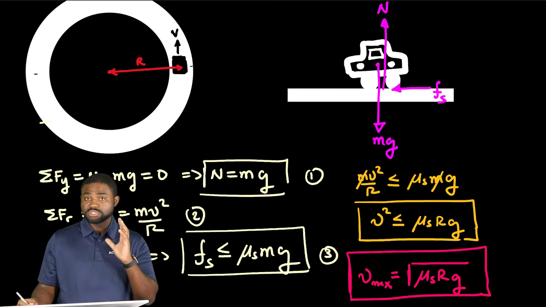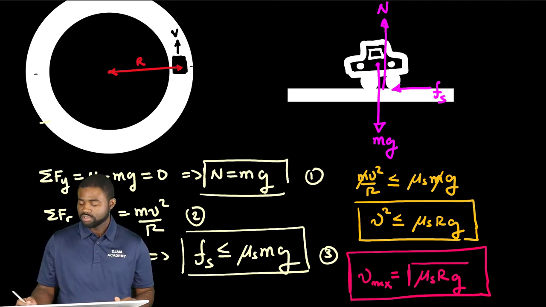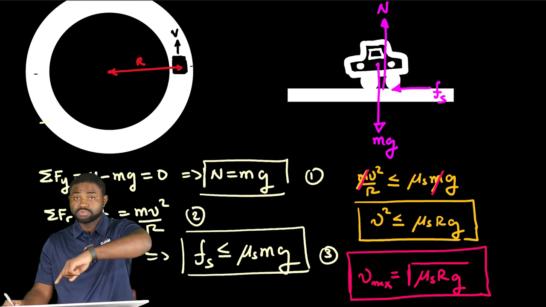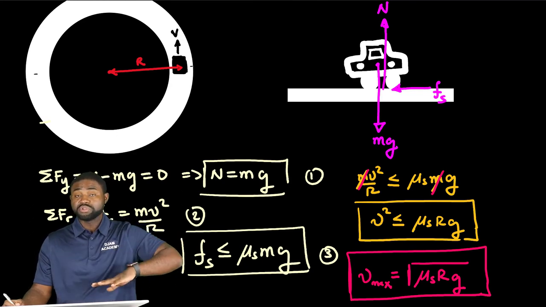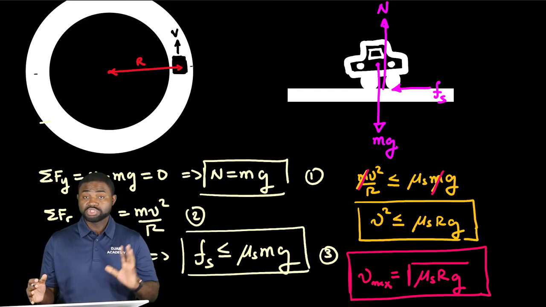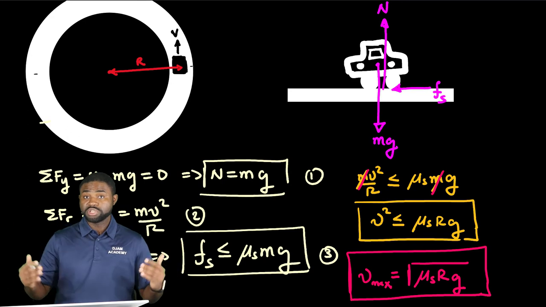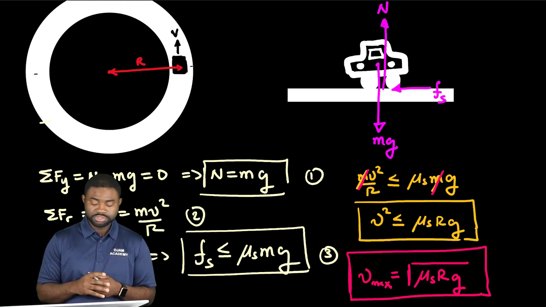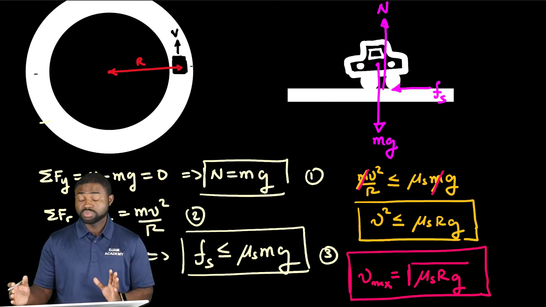Now, here is a very interesting fact. This speed limit does not depend on the mass. When you look at this equation, the masses all cancel out, which means that the speed limit for a particular circular track does not depend on the mass or the size of the car. For a small car and for a large truck, the speed limit is the same. That is mind-blowing. Naturally, it may not make sense to you, but physically, this is what it is.